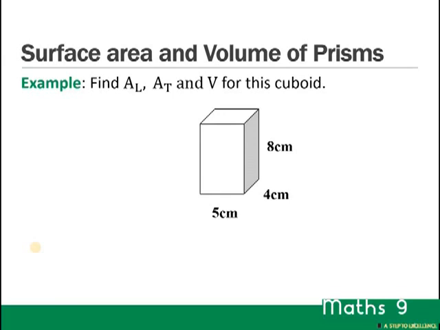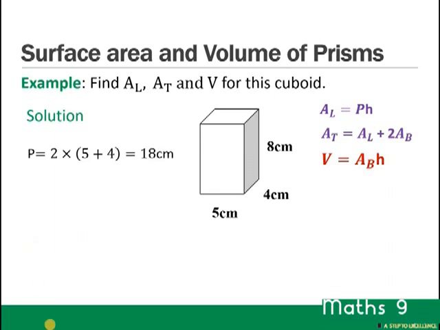Example, find AL, AT, and V for this cuboid. AL is PH, AT is AL plus 2AB, and V is ABH. The perimeter of this cuboid is 5 plus 4 plus 5 plus 4, or 2 times 5 plus 4, which is 18 centimeters. So AL is 18 times 8, because 8 is the height, which is 144 centimeters squared.